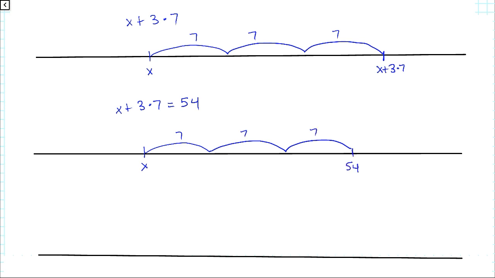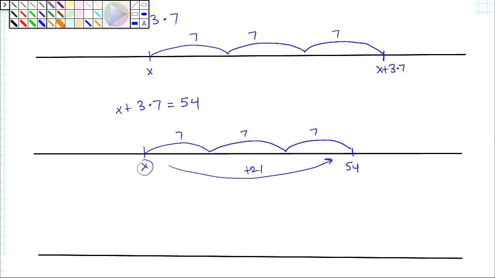Well, this picture helps tell me something. This is the same as what number do I take and add 21 to get 54? And I can think about this and say, well, in order to figure out what x is, I take 54 and I go backwards by 21. And that means this should be 33. So that tells me 33 plus 3 times 7 equals 54.